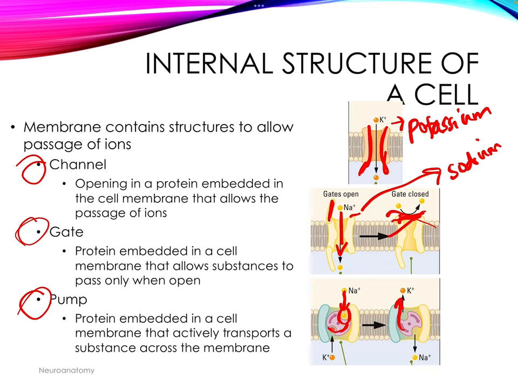Essentially it's pumping one ion, and there's a ratio, and we'll talk about that later. It allows for pumping certain ions in and pumping others out. This helps to regulate the electrical voltage of the cell. We'll talk more about that process when we talk about action potentials and the transmission of chemical and electrical information, because it's important to regulate the voltage of the cell.